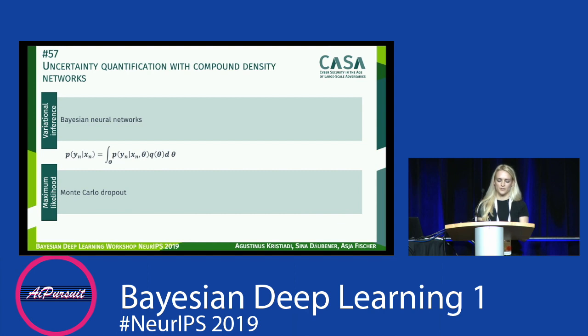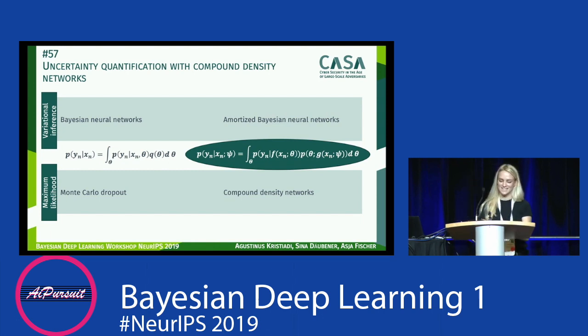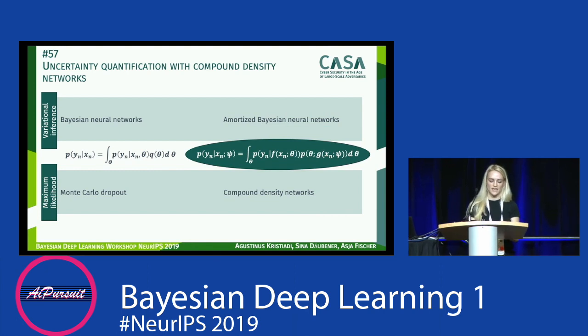In our work, we now introduce an input dependency into the distribution over theta. This can again be modeled with variational inference, and then we interpret it as an amortized Bayesian neural network, or we can train it directly via maximum likelihood, resulting in a continuous analog to mixture density models, which we therefore call compound density networks.